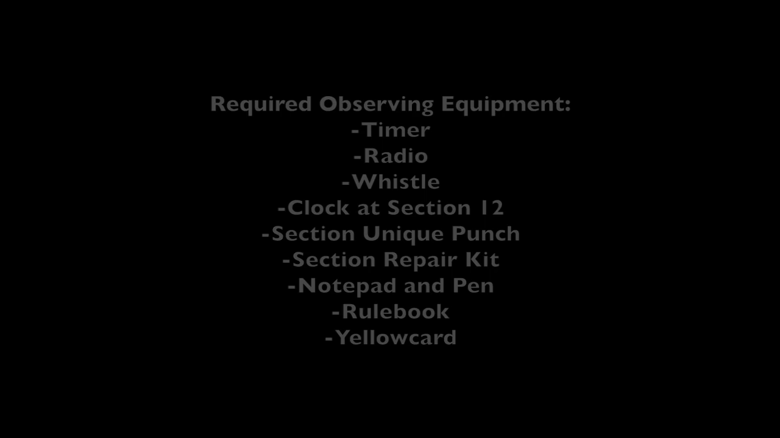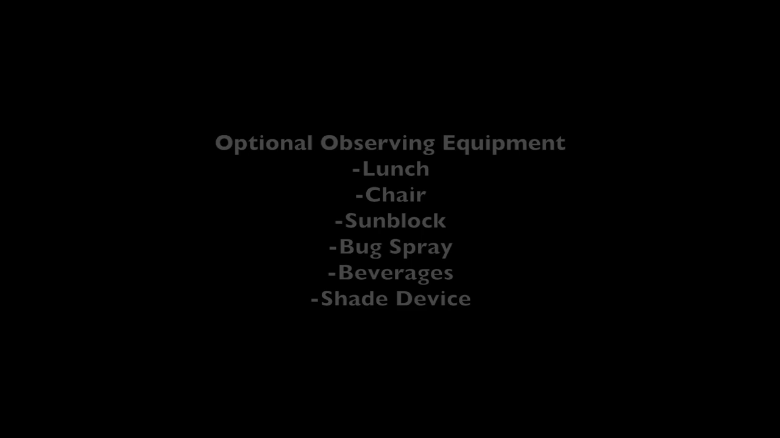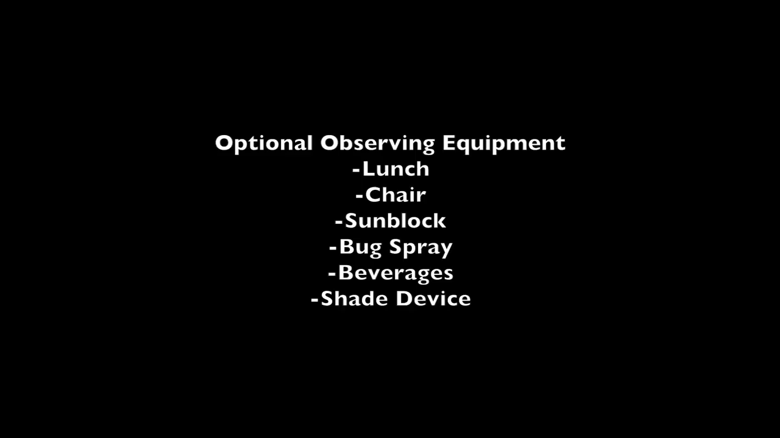a whistle, a clock at section 12, a section unique punch, a section repair kit, a notepad and pen, a rule book, and the yellow card. Some optional equipment includes a lunch, a chair, sunblock, bug spray, beverages, and a shading device.